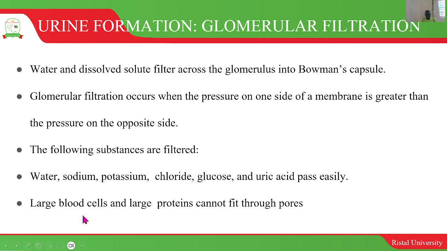The following substances are filtered within the Bowman's capsule. We have the water, sodium, potassium, chloride, glucose, uric acid. These ones pass easily. But large blood cells like proteins and even red blood cells, as already previously mentioned, don't pass through the pores.